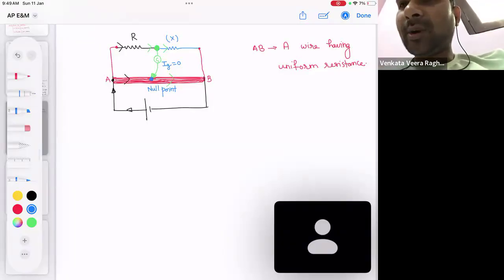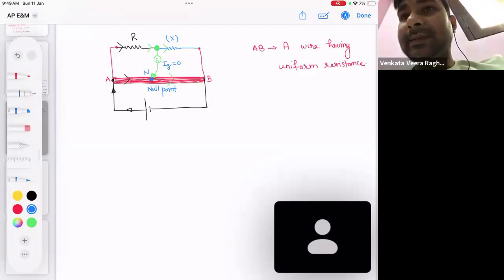Can I say this null point is, let's say, N? So can I say here resistance R by unknown resistance X should be equal to the resistance of the AN part, divided by the resistance of the NB part?